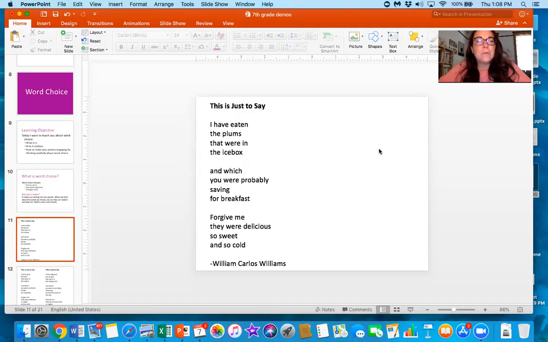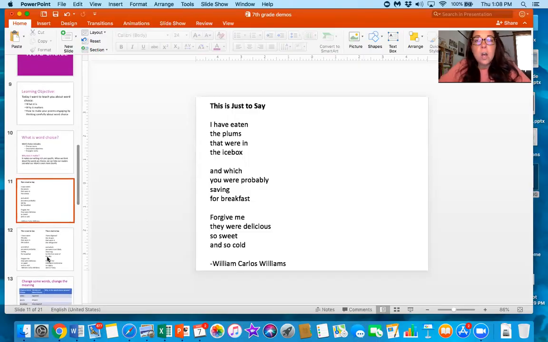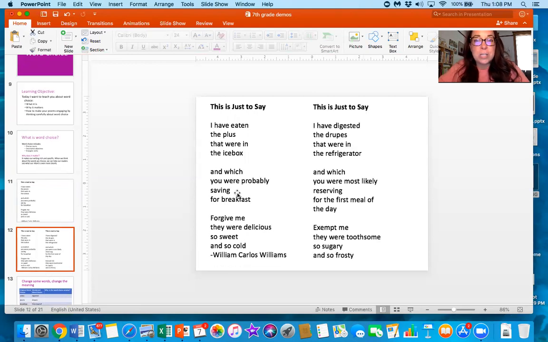So this is just a very simple poem with very easy language, but he was very thoughtful about his word choice, because here is a parody, or another person's interpretation of his poem. Let me read you this one. This is just to say, I have digested the drupes that were in the refrigerator, and which you were most likely reserving for the first meal of the day. Exempt me. They were toothsome, so sugary, and so frosty.